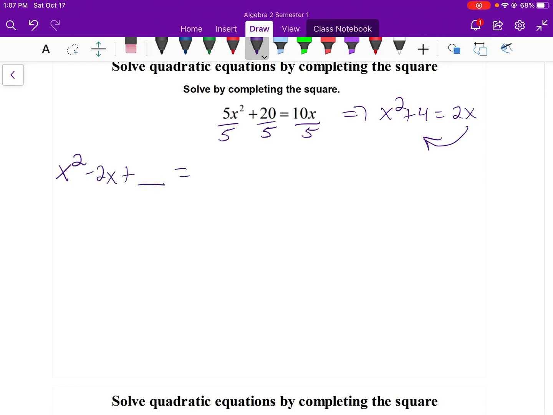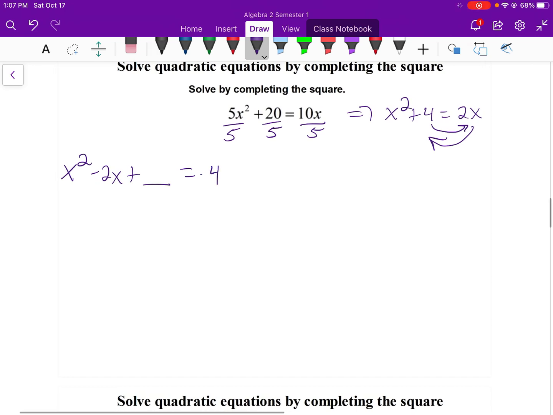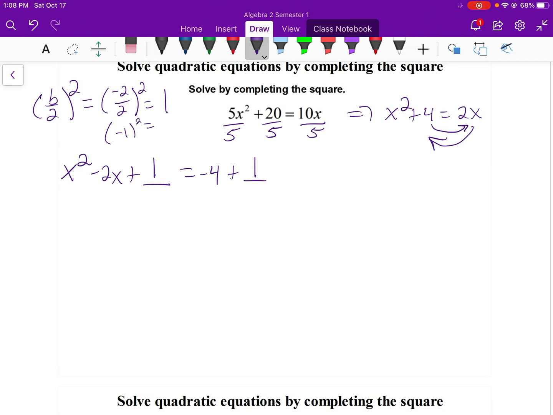We're going to add something, we're not sure what yet. We're going to bring that 1 over, it's going to be negative 4. And we're going to add that something to that side as well. Okay. So again, half of b squared. B is negative 2, over 2, which would be 1 squared, or just 1. And again, this is just saying negative 1 squared.